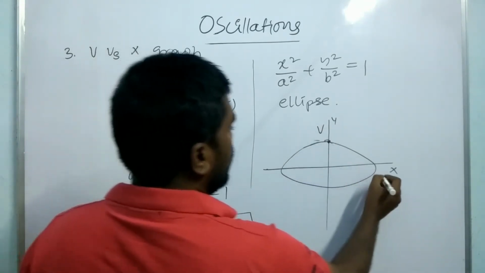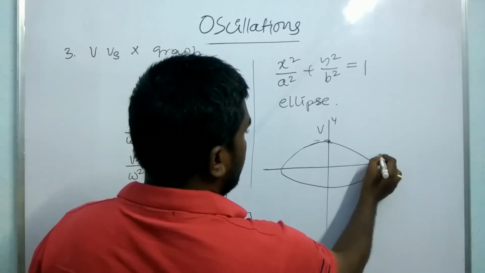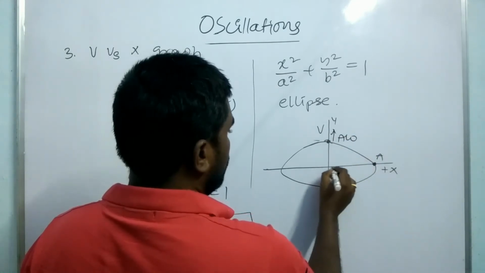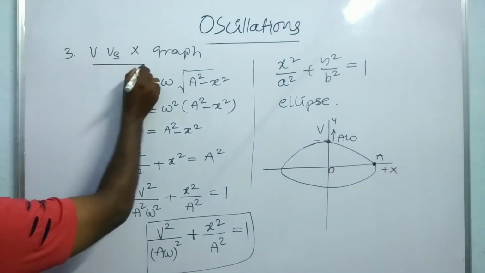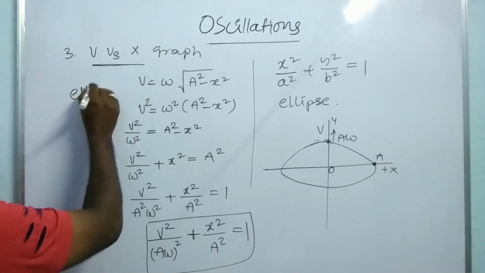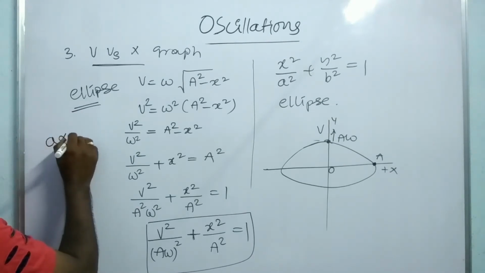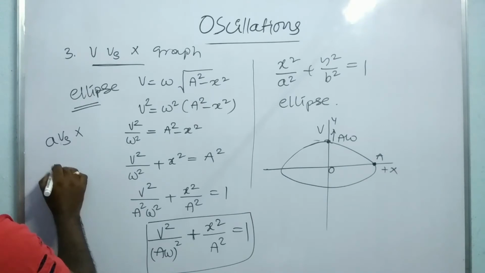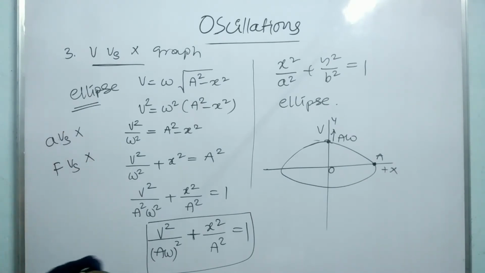So this is v and this is x. x is at maximum a, and v is at maximum a omega. So this is the origin. The plot of v versus x is an ellipse, and a versus x is a straight line, and f versus x is a straight line passing through the origin. Okay, and now let us see.